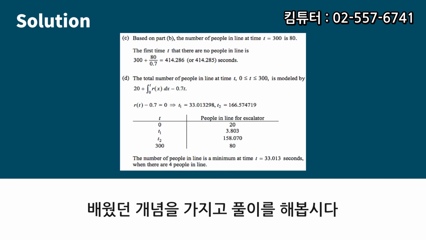And next, for part C, based on part B, the number of people in the line at time t equals 300 was 80, and therefore, the first time t that there are no people in the line would be 414.286. And lastly, for part D, the total number of people in the line at this time interval can be modeled by this equation. Knowing that, we can find T1 and T2. We can conclude that the number of people in the line is at a minimum at time t equals 33 seconds, when there are 4 people in the line.